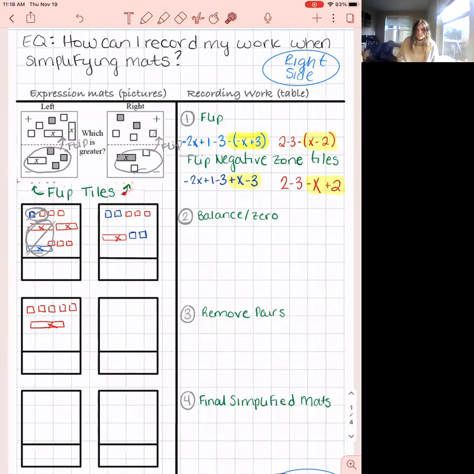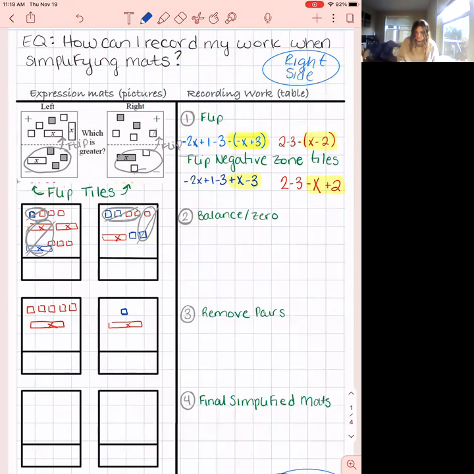Okay, now I'm going to do my zeros on this side. So again, looking for opposite colors, I can match these up. Those will create a 0. And I actually have one more. I can match these up and create a 0. Now we're going to redraw what we have left, which is 1 red X tile and 1 blue unit tile. Okay, what does that look like in numbers?